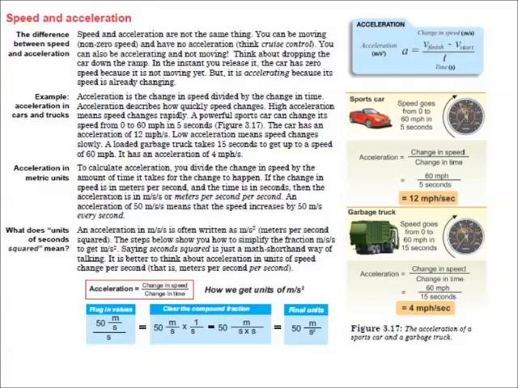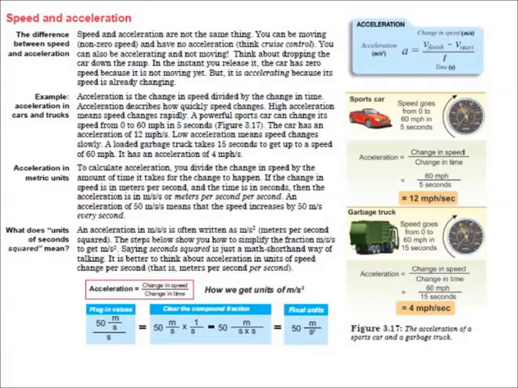High acceleration means speed changes rapidly. A powerful sports car can change its speed from 0 to 60 miles per hour in 5 seconds. The car has an acceleration of 12 miles per hour per second. Low acceleration means speed changes slowly. A loaded garbage truck takes 15 seconds to get up to a speed of 60 miles per hour. It has an acceleration of 4 miles per hour per second.